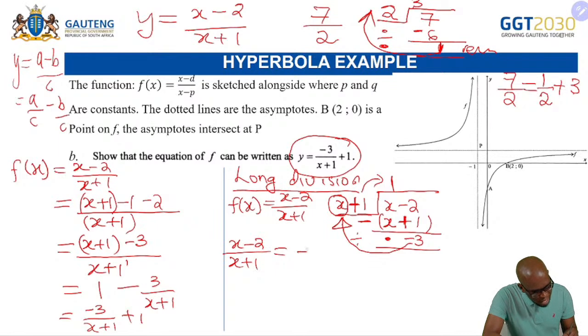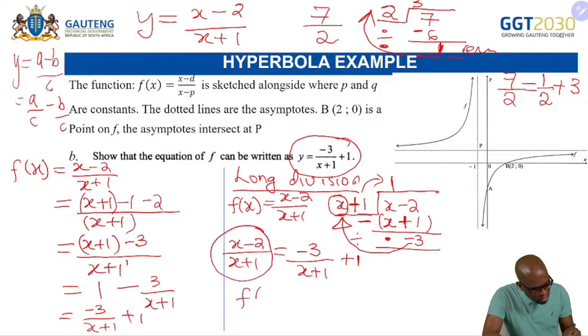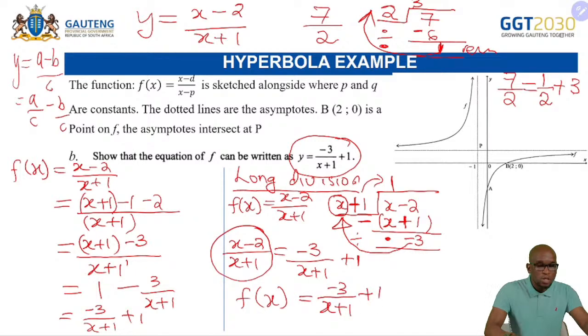So this would be minus 3 over x plus 1, and then that would be plus 1. So we know that this x minus 2 over x plus 1 is the same as our f of x. So our f of x is minus 3 over x plus 1, plus 1. So that is how you can change the form of that using the long division approach.